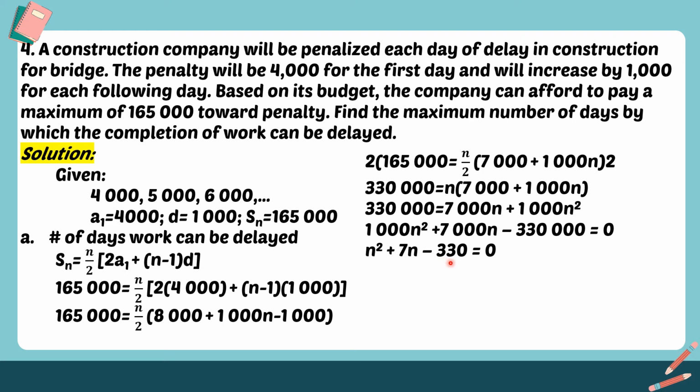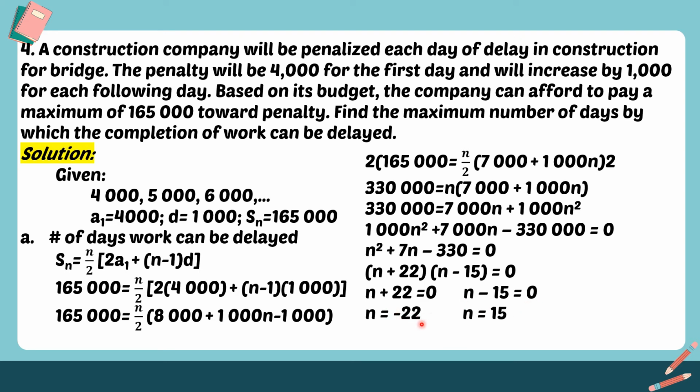So, kung iisipin mo, that will be positive 22 and negative 15. Pag minultiply mo yung positive 22 and negative 15, magiging negative 330. Kapag inadd mo naman yung dalawa, magiging positive 7. And then, equate natin both parehas sa 0 para masolve natin yung possible value of n. So, n plus 22 equals 0, tsaka n minus 15 equals 0. Dito sa n plus 22, magiging negative 22 siya. Dito sa n minus 15, magiging positive 15 siya.